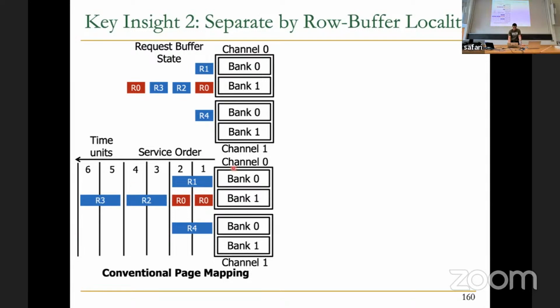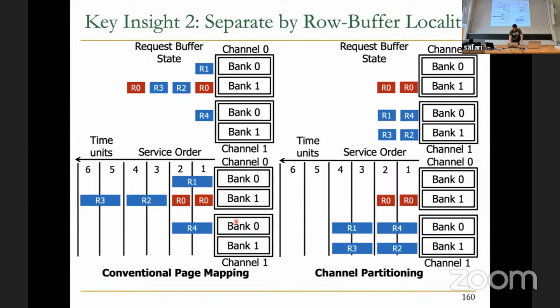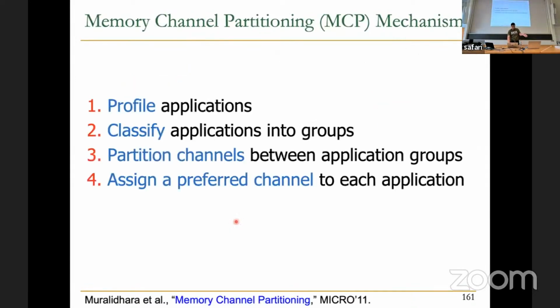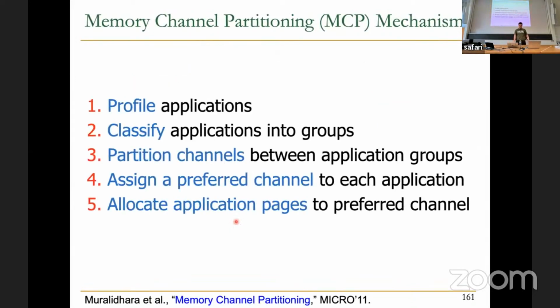And then there is the high row buffer locality application, the red one, which accesses row 0, but its accesses take a smaller time because it has row buffer locality. So if you could partition the channels again to each application, you save a lot of time units, right? And the mechanism looks kind of similar to what we have seen. I will give you the example of TCM. You profile applications, and then you classify them into groups, and partition the channels.